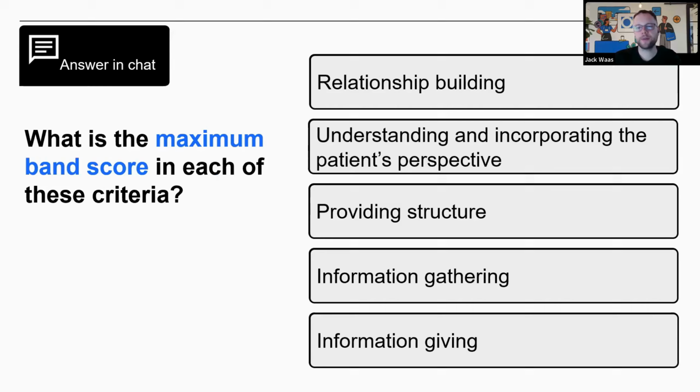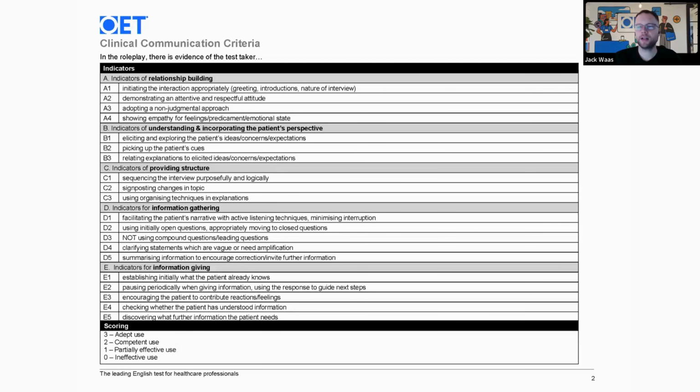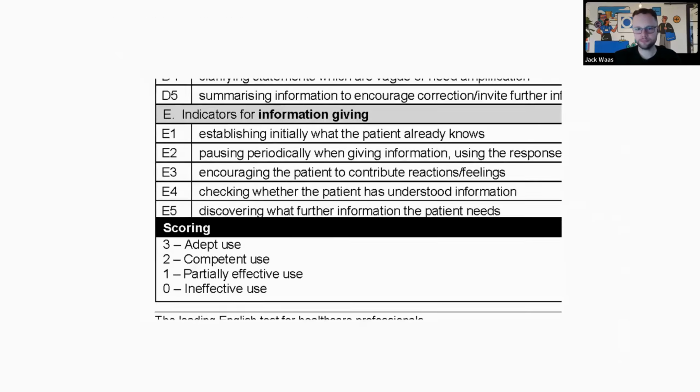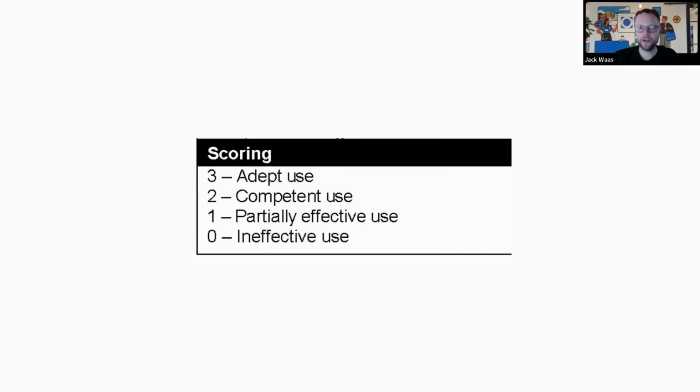Do you know what the maximum band score is for all of these? These ones are actually assessed out of a score of 3, so from 0 to 3. In here you can see all of them. Assessors look at how you demonstrate the indicators under each criterion across both role plays. You should not treat them as a checklist to try to cover in each role play. You're marked from 0 to 3 for each of the clinical communication criteria.